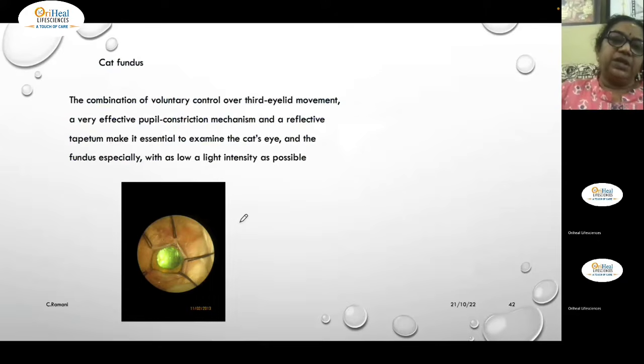Whereas in case of dogs, they are neither nocturnal nor diurnal. Their vision is good during dawn and dusk time. That is why they are called eurythmic.